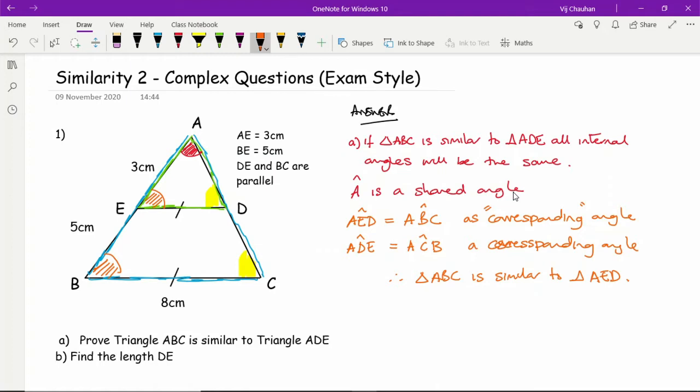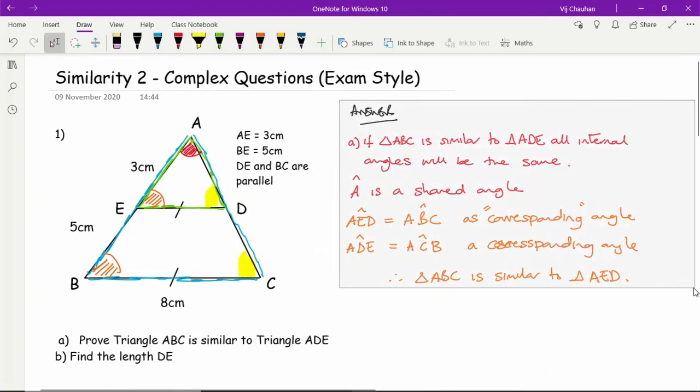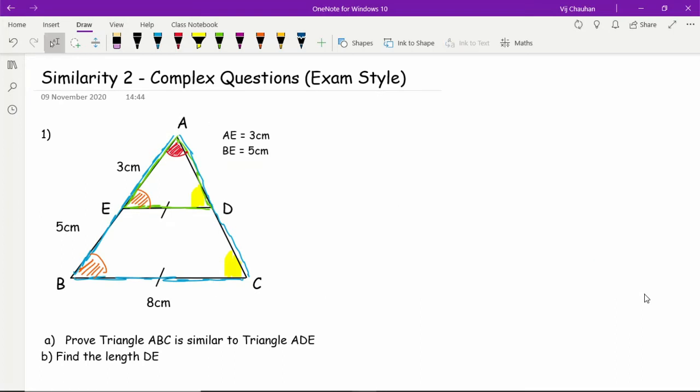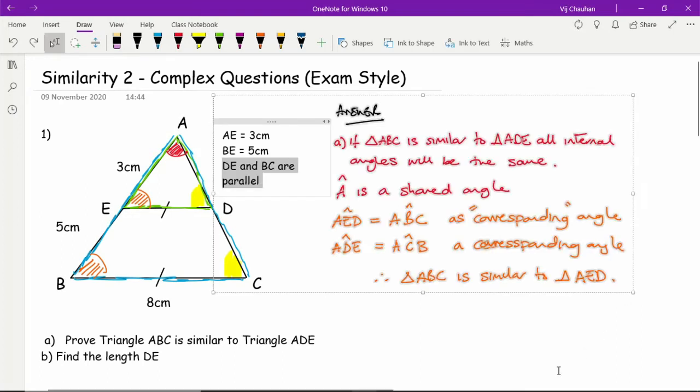So the next thing we then need to do is work out the length of DE. Let me quickly get rid of all of this and create a bit of space. I'm sure I've got rid of something else that I shouldn't have done. Yep, got rid of that box.